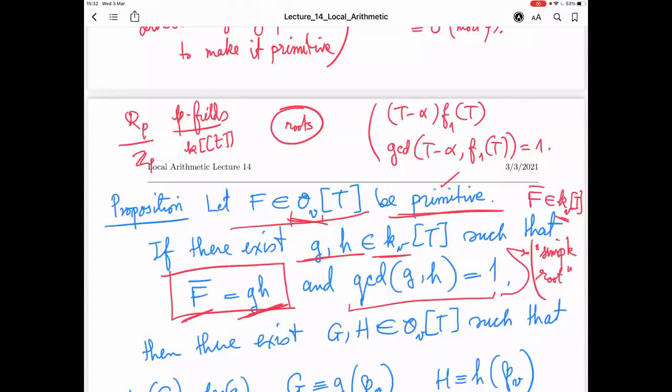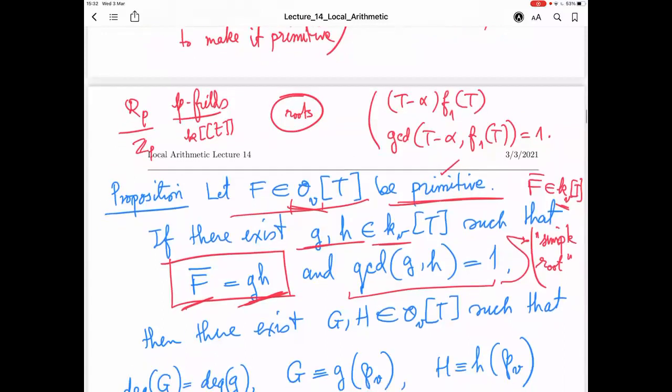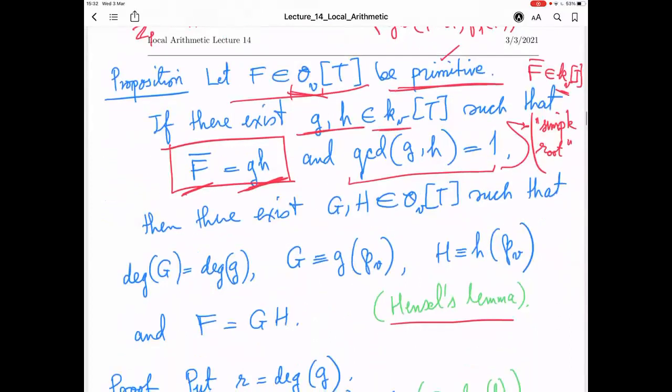Okay. So I'm sorry that half an hour of the recording is lost, but let's continue with this thing here. So we have proved an important result which we will use, but let's continue with this Hensel's lemma.